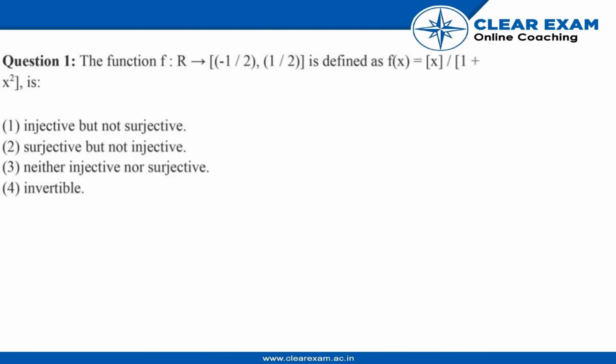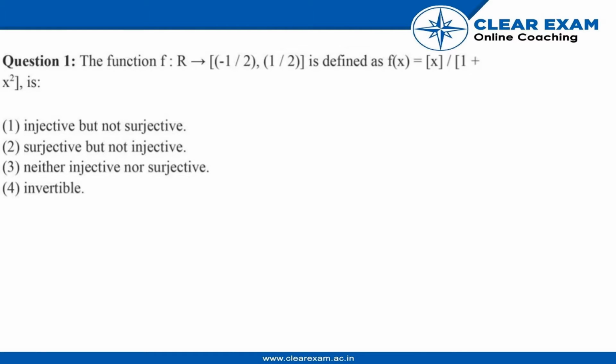The question states a given function defined from the set of real numbers R to [-1/2, 1/2] in closed brackets. The function is defined as f(x) = x upon 1 plus x square, and we need to tell if the function is injective, surjective or invertible.